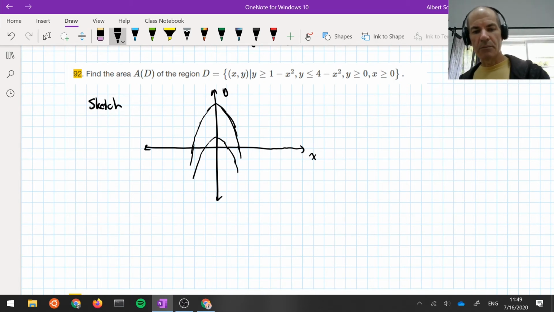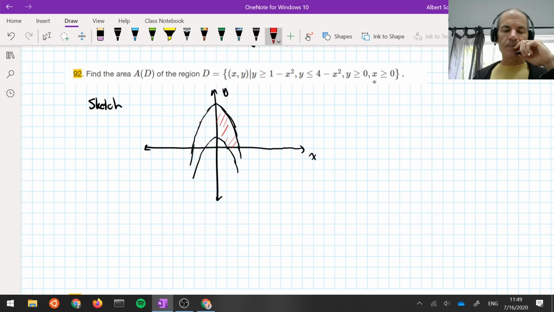All right, so I have to be above this curve. I have to be below this curve. I have to be above the x-axis, and I have to be to the right of the y-axis. Intersecting all of those conditions at once gives us this region. All right, is this a type 1 region or a type 2 region? Trick question. It's neither.